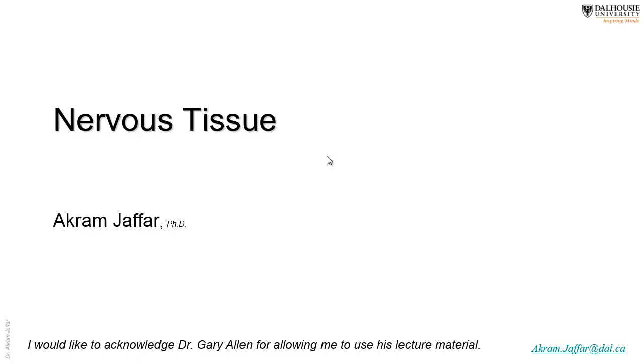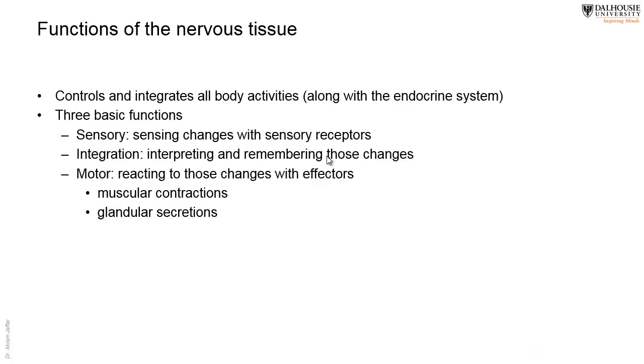Okay, so today I'm going to deal with the nervous tissue. Remember that at the beginning we mentioned that there are 4 types of tissues in the body. We dealt with the epithelial tissue, we dealt with the connective tissue, and the muscular tissue was dealt with last week, and today I'm going to deal with the nervous tissue. So the nervous tissue controls and integrates all the activities in the body together with the endocrine system. That's why we're going to study them in one block.